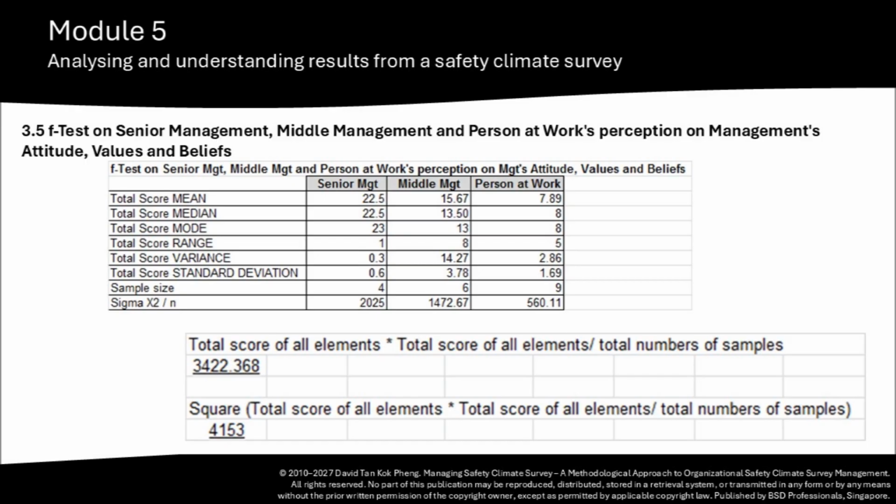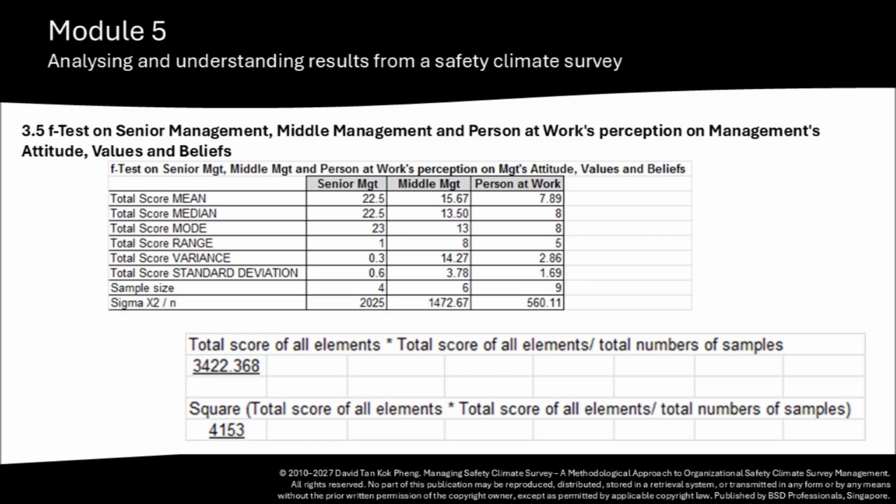Following the F-test results, further analysis is conducted using t-tests to examine pairwise differences between the groups for the construct management's attitudes, values, and beliefs. As previously explained, the F-test indicated that there are significant differences in opinions among senior management, middle management, and persons at work regarding this construct. However, the F-test does not identify which specific groups differ from each other. Therefore, t-tests are required to perform detailed pairwise comparisons between the three groups.